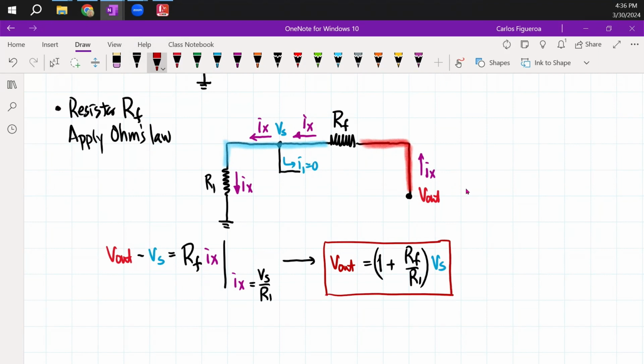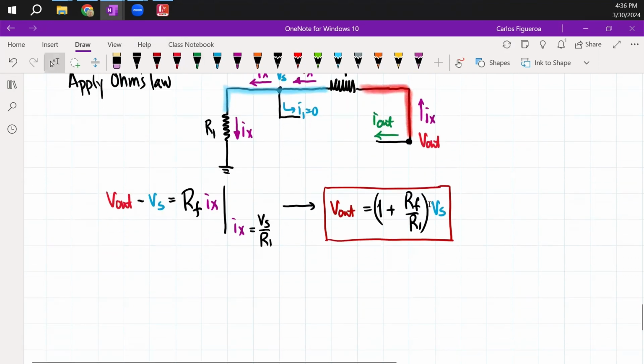And by inspection, we can immediately see that if this is I out, we immediately conclude that I out is going to be equal to minus Ix, which will then be minus V source over R1. So immediately we have the results just by inspection, by just applying Ohm's law in general.